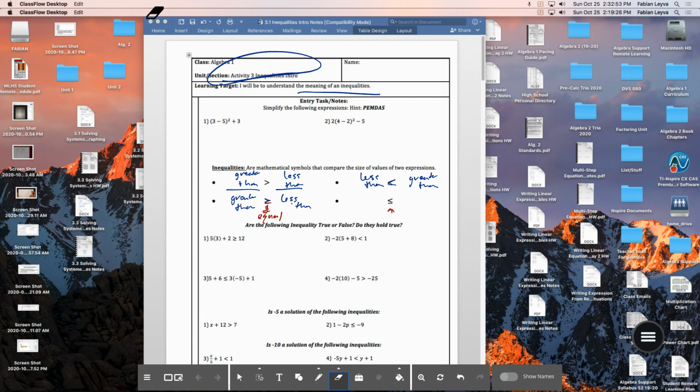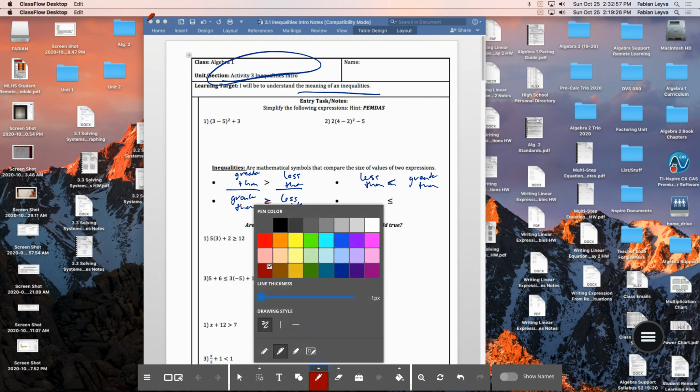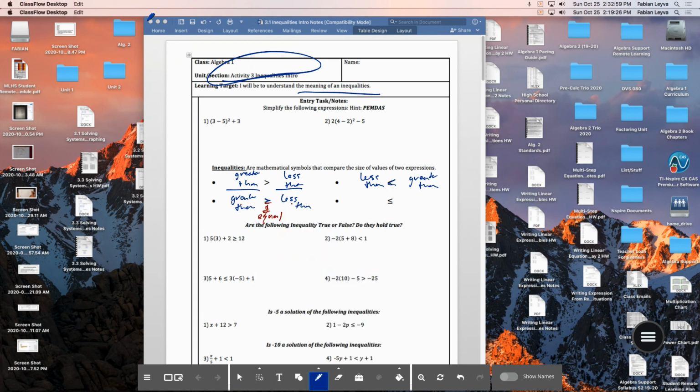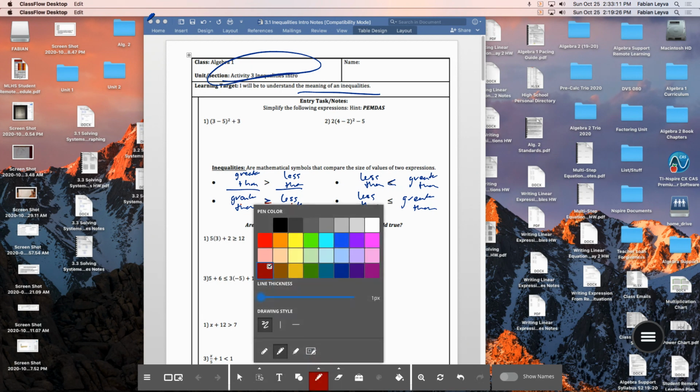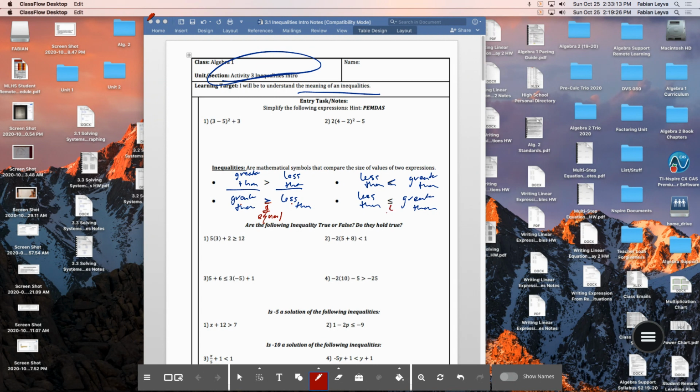You just have to be careful and make sure you understand which side is bigger. I see my inequality is opening up to the right, so I know the right is greater than the left side. That also means the left side is less than the right side. And notice that the line's underneath, so it could also be equal to. I know you are familiar with these.